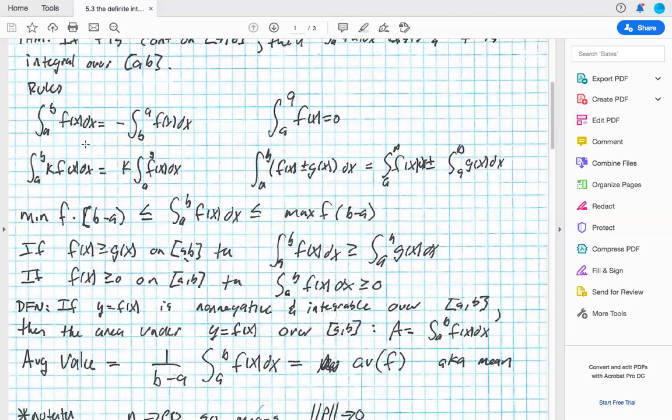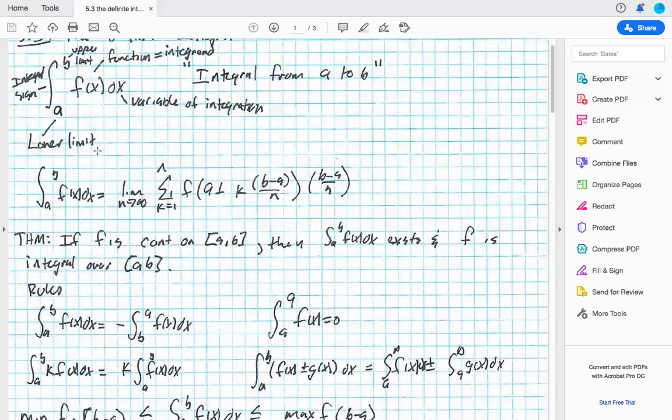Other things we have is this. Now notice, if we're taking the integral from a to b of f of x dx, that is going to be the opposite of taking the integral from b to a. So if we change the bounds of integration, that's going to change a negative sign out there. This is saying the amount of area from x equals a to x equals a equals 0, which should make sense because there's no area underneath a point. An infinite amount of points, different story.